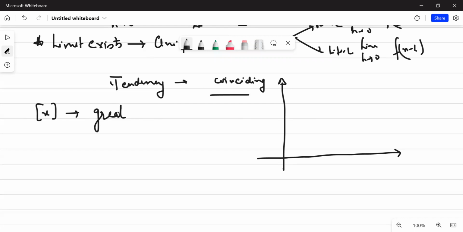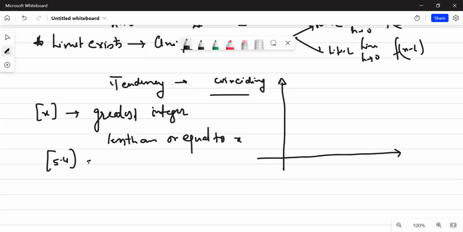This is nothing but the greatest integer less than or equal to x. What does that mean? Now, if I ask what is the greatest integer of 5.4, what you have to do is just go below it. So you go below it: 4, 3, 2, 1, 0, minus 1, and so on. So for 5.4, the answer is written in the definition itself: greatest integer less than or equal to x.